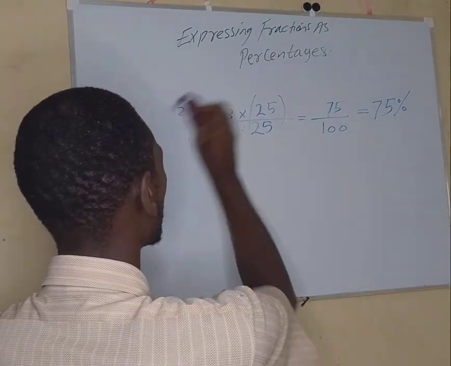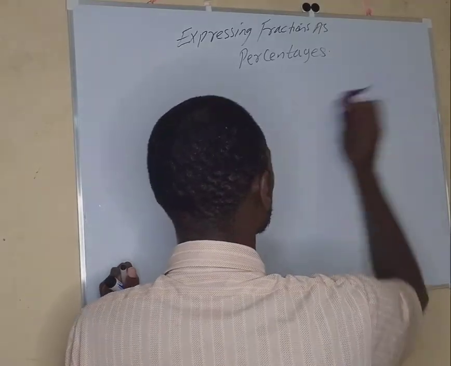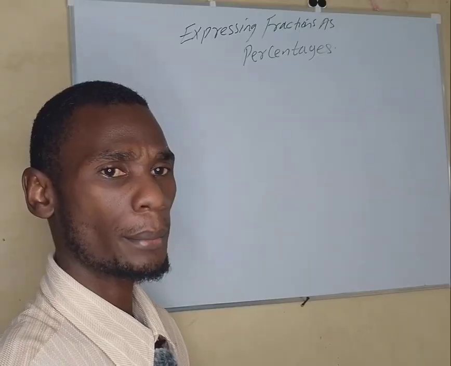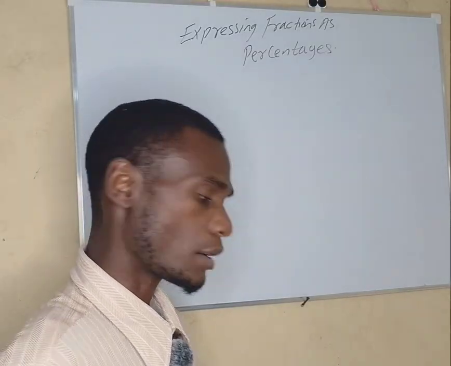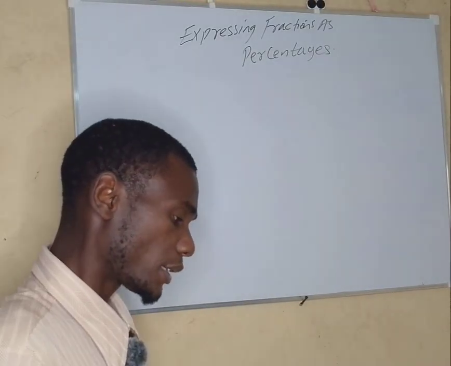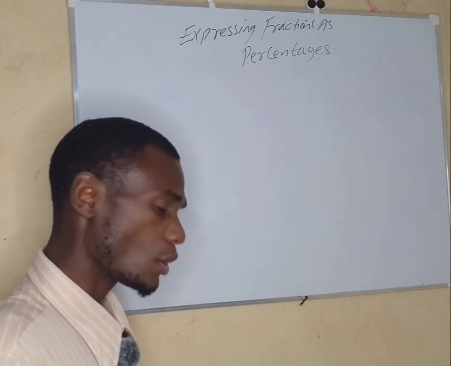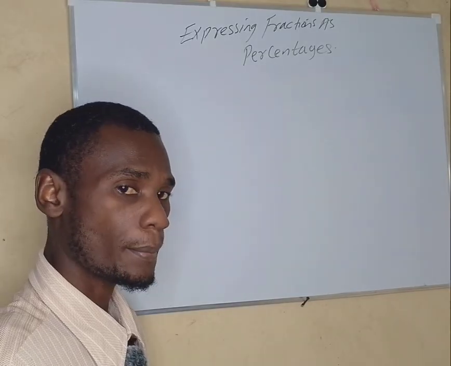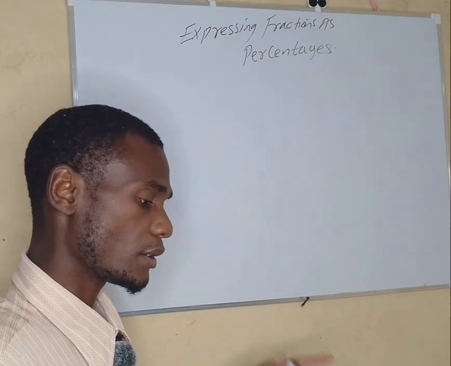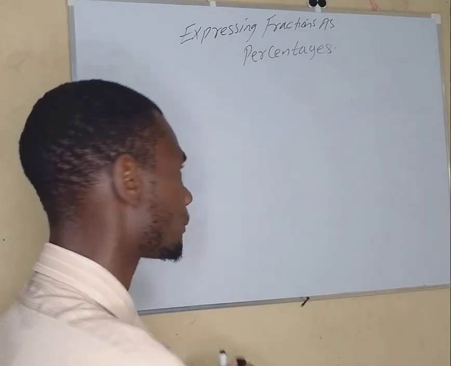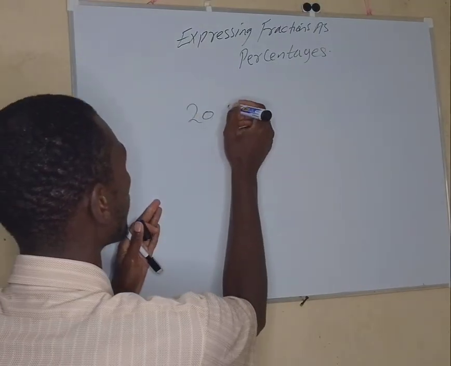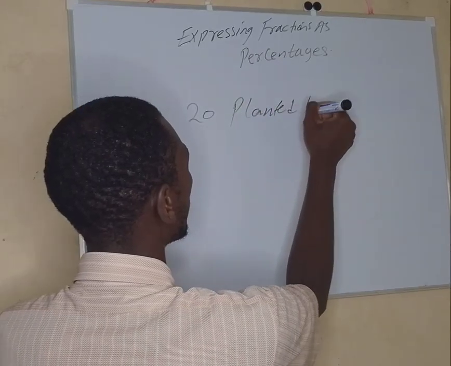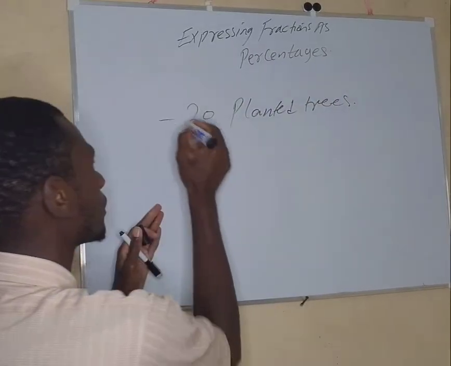Now, sometimes it can be in a word problem, like this one that I want to read. You can have your pen and a book, and you also write it down. The question says, Okumu planted 20 tree seedlings on his farm. So these are the number of trees that were planted. The total number of trees, 20.